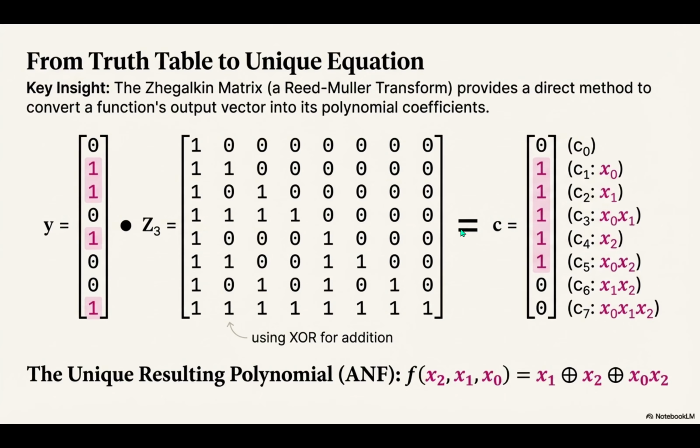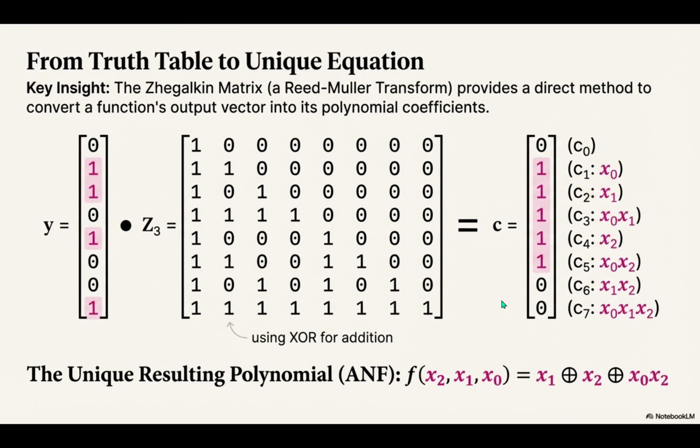Let's look at a concrete example from the source. You can take the 8-bit output vector from a 3-variable function. You run it through this transform, and out comes a set of coefficients. And that result defines the function uniquely. In this source example, the resulting unique algebraic normal form is f(y2,y1,y0) = y1 + y2 + y0·y2. And that equation is the canonical form of the function. It is the function.